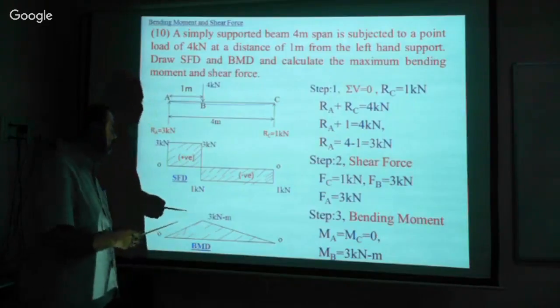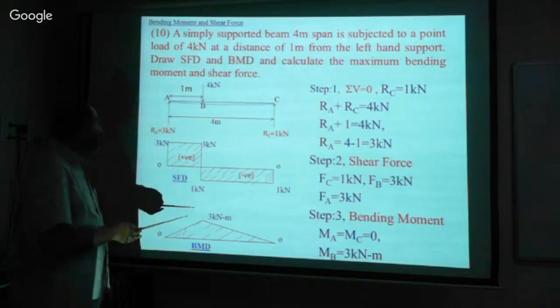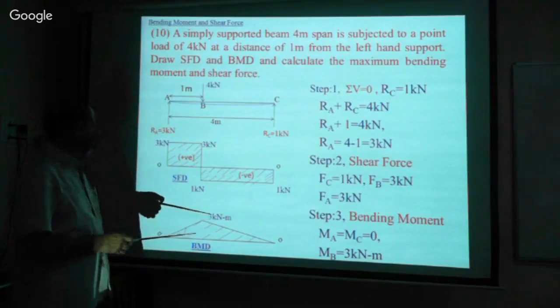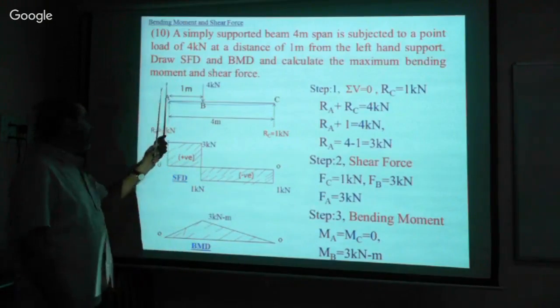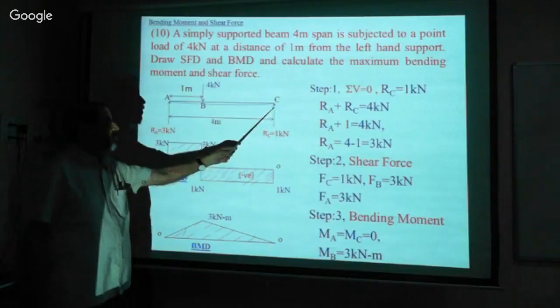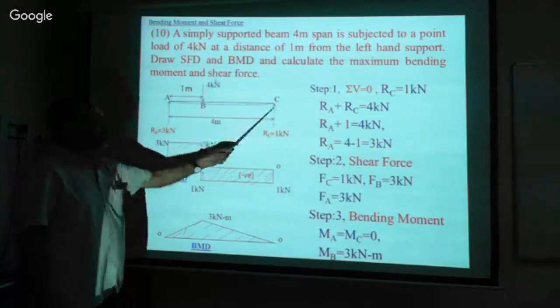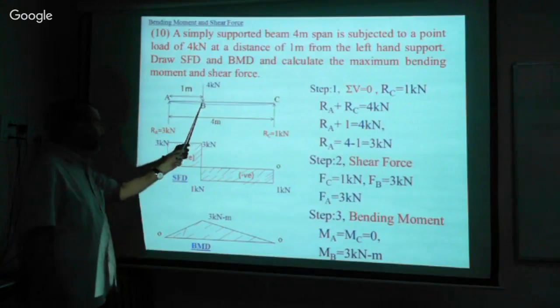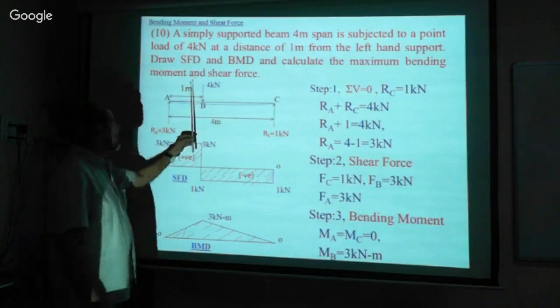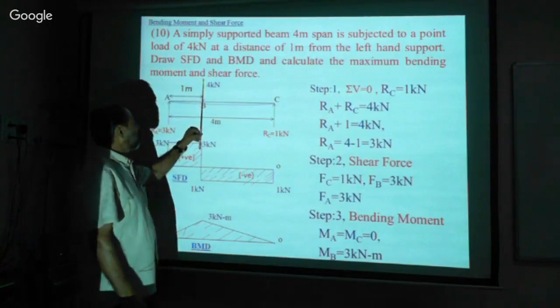And similarly, to plot the bending moment diagram, we know that the bending moment at A and at C is 0 because it is simply supported. The maximum bending moment occurs below the load, which is the critical point. Let us calculate the bending moment at this point.